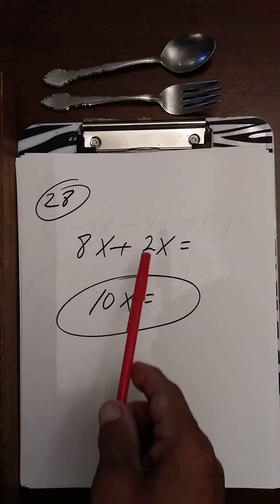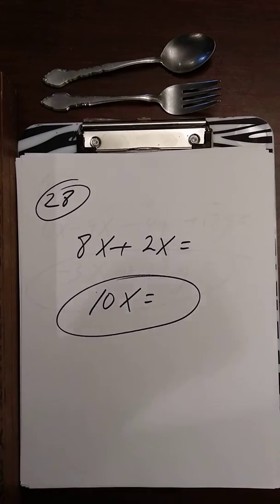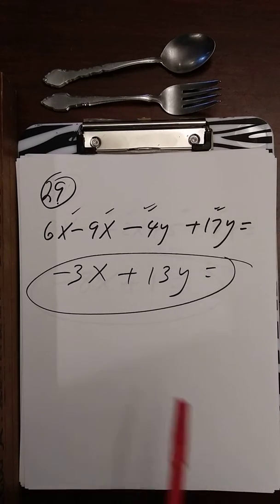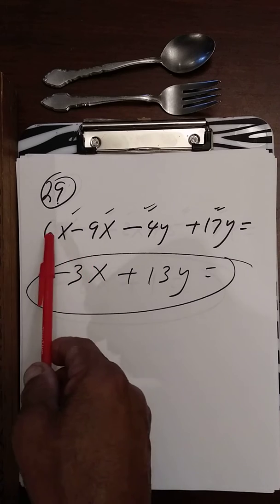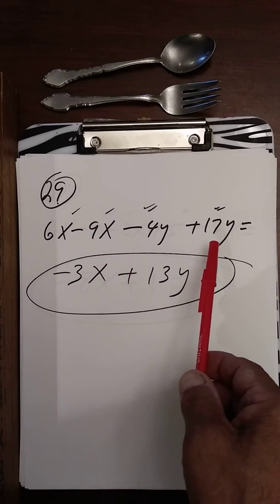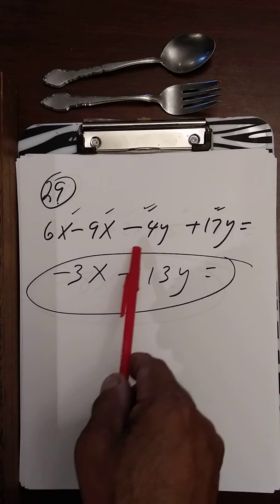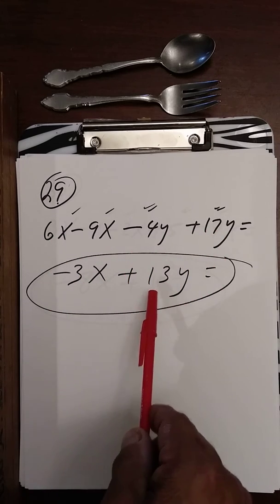Good. Add these guys together, so you simplify this. So 8x and 2x is going to give you 10x. 9x minus 6x minus 9x minus 4y plus 17. Okay, put the x's together. This one and this one is going to give you negative 3x, and the y's are going to give you 13y.